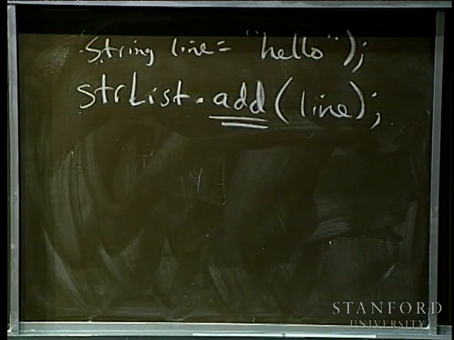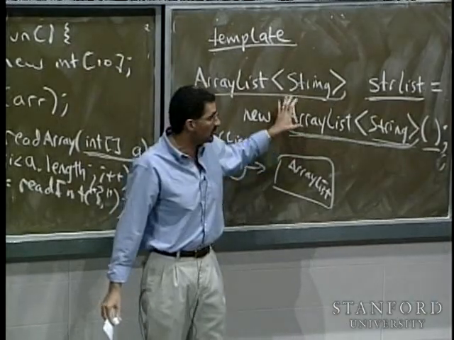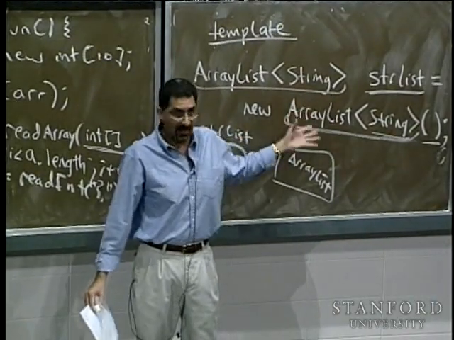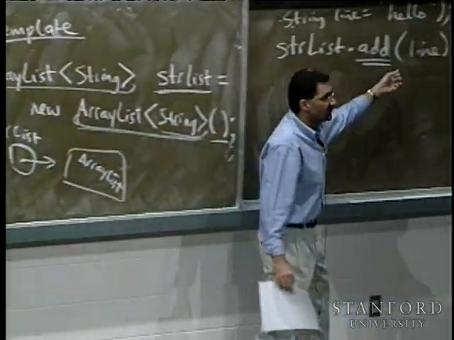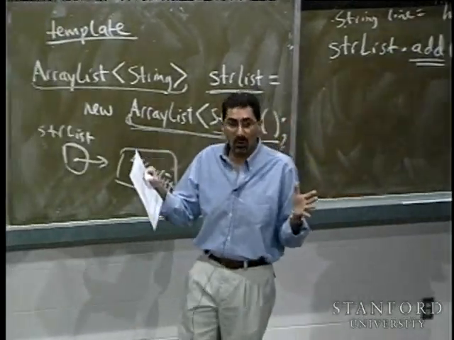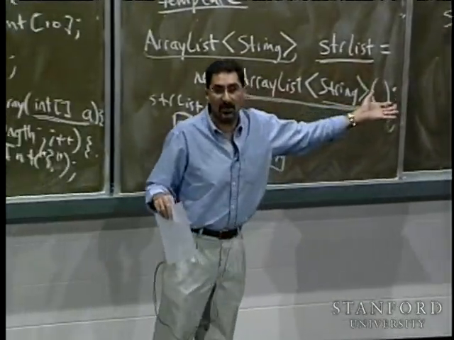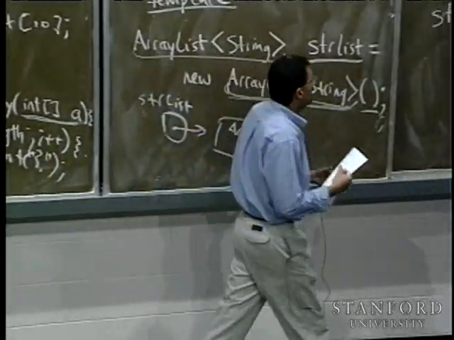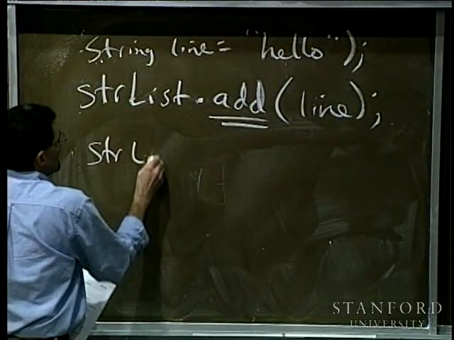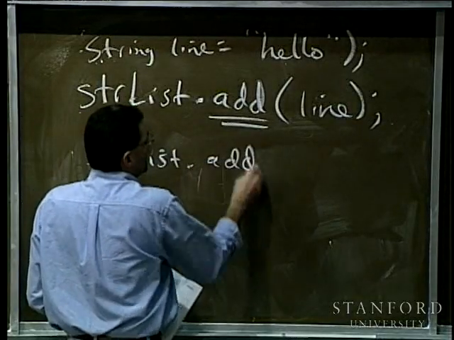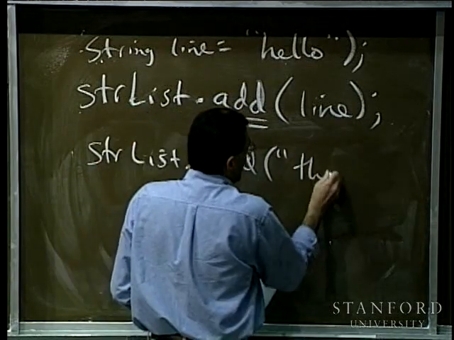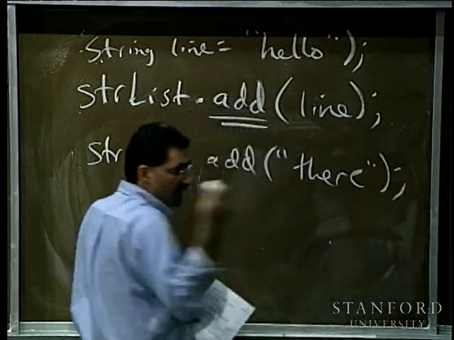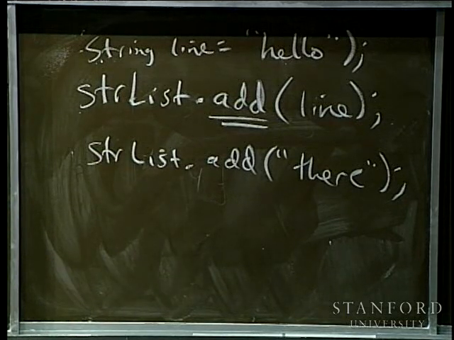So if I want to add a whole bunch of things to some str list, I start off by creating a str list which is empty. So when I do this, I get an array list which is empty called str list. And as soon as I do this add, whoosh, it grows to size 1, and it now has the line hello as the first element. If I were to do another add, like say str list dot add, and maybe I say there as another string, it now grows to size 2, and there is the second element. So add adds, it appends to the end and grows the size by 1.